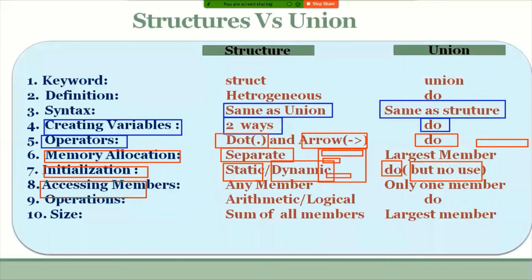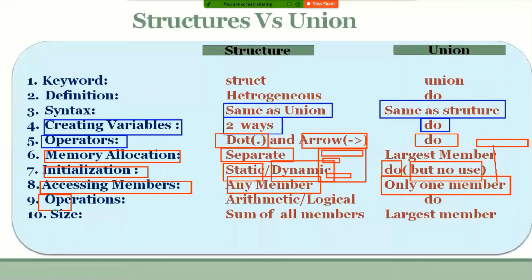Then coming to accessing members. Because each and every member has its own location, we can keep all those elements in the corresponding locations. Whenever required to perform different operations, those members can be accessed anytime without any restriction. That's why any member can be accessed. But in unions, only the member currently in the memory location can be accessed to perform some operation.